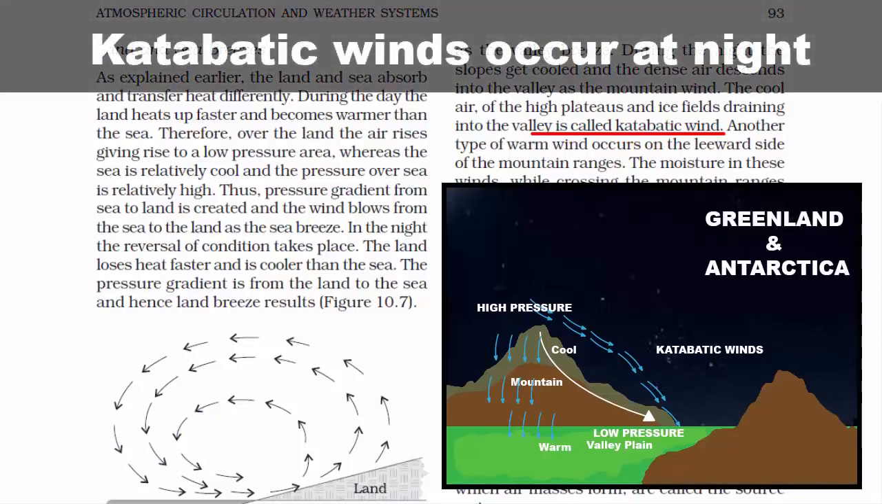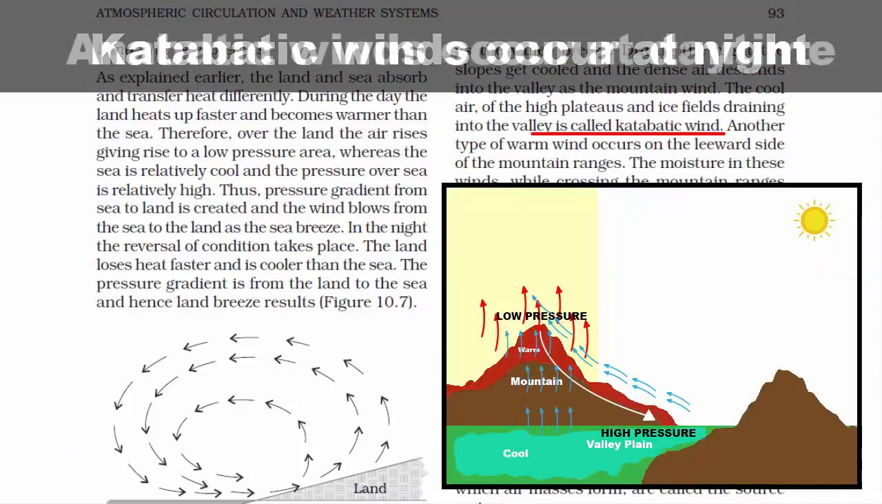Now, katabatic wind mostly occurs in Greenland, Antarctica and Alaska, whereas anabatic wind can be found on any mountainous region that heats up sufficiently due to sun rays. This is how mountain and valley winds originate.